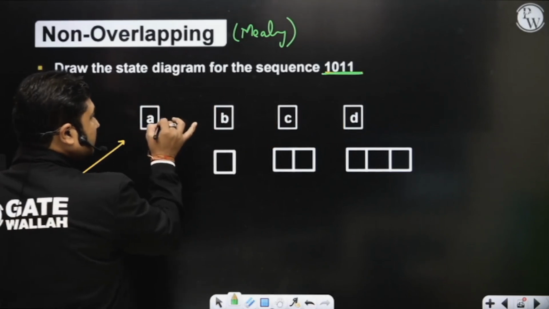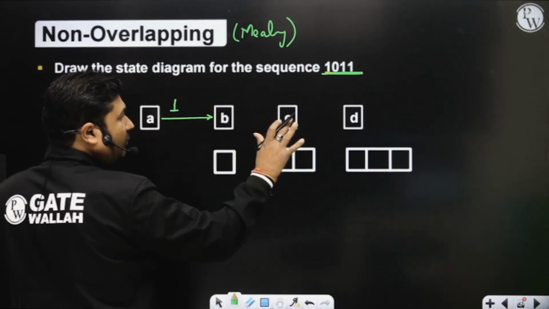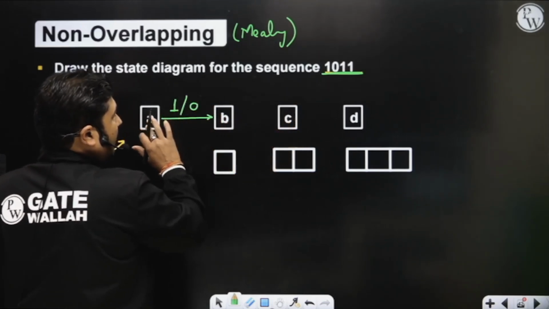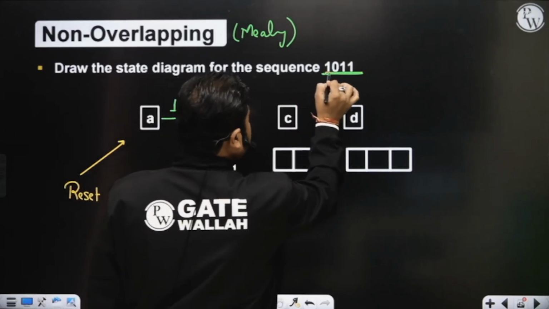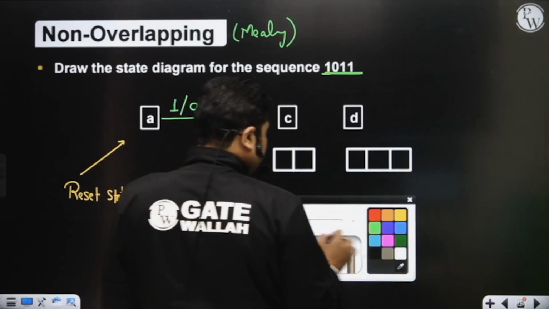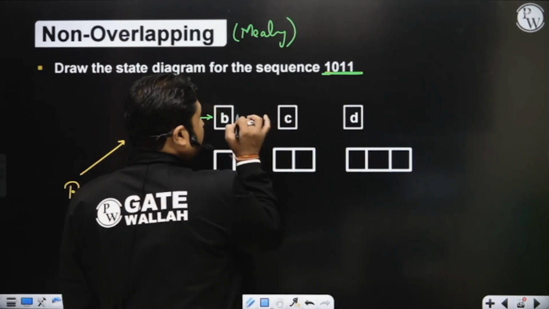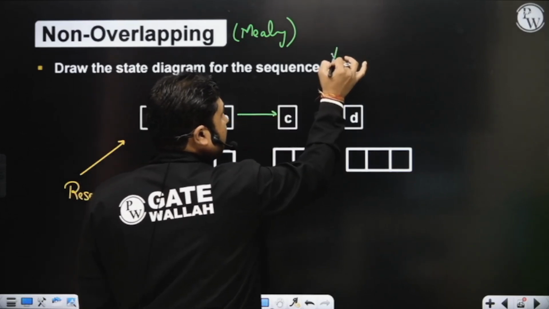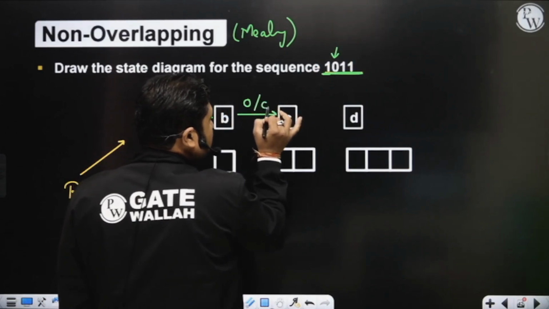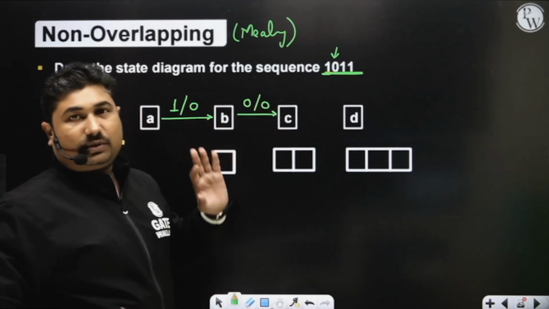If the present state is A and we get the input 1, all the sequence is not yet detected, so output is 0, but we are getting the required first bit, so move to the next state B. Is it okay? Yes, sir. Now, if you are in state B and the input coming is x equals 0, then move to the next state C. Since the whole sequence is not yet detected, write output as 0.